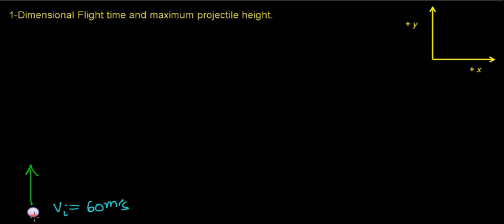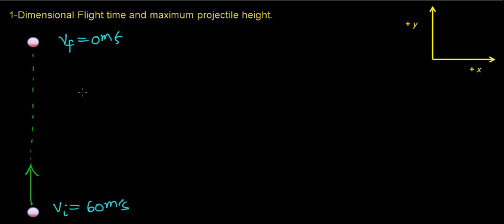Now we're going to assume that this projectile is massive enough that the effects of air resistance or drag are negligible on this. Now what's going to happen is this projectile, when it's launched straight up into the air, is going to start slowing down until it reaches a final velocity of 0 meters per second over this interval of time.